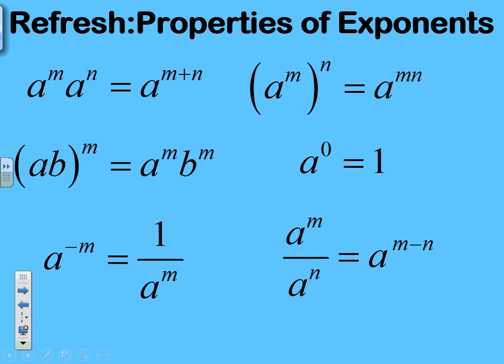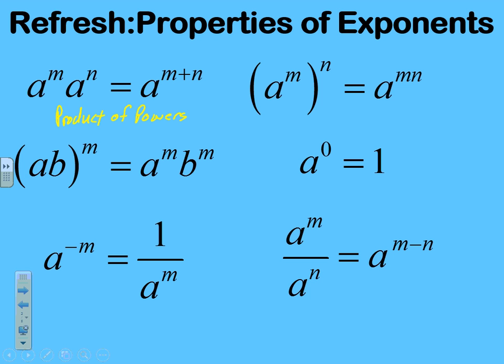Now, as a quick refresher, there are some properties of exponents that we need to make sure that we recall. So here are the 6 basic properties of exponents. This one would be called the product of powers, meaning that when the bases are the same, you add the exponents.